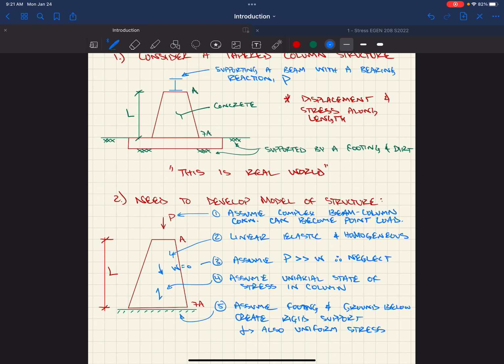Also, we're going to assume that this support at the ground creates a uniform stress across the cross-section also. Okay, which is also important. If we had a stress concentration that happened at one area of the base of that column, that would complicate things also.